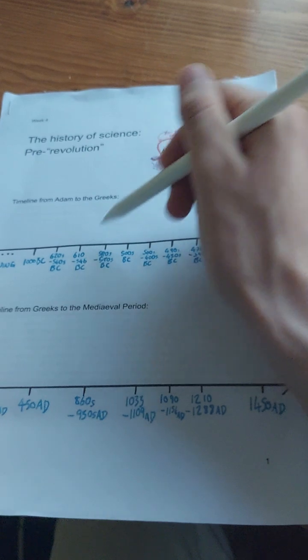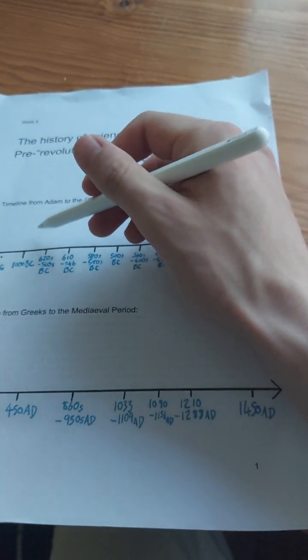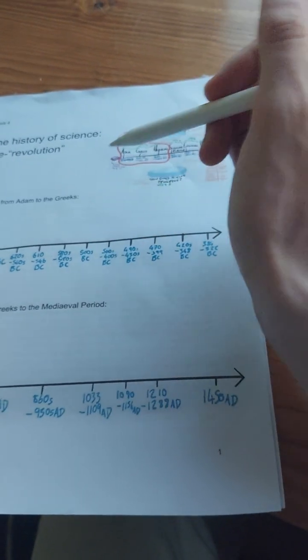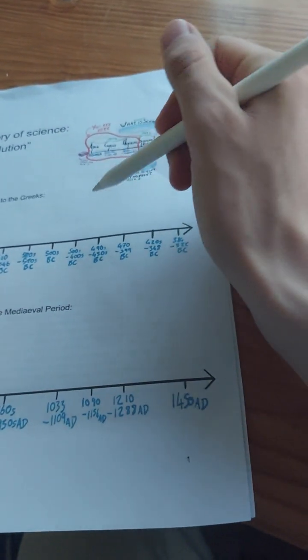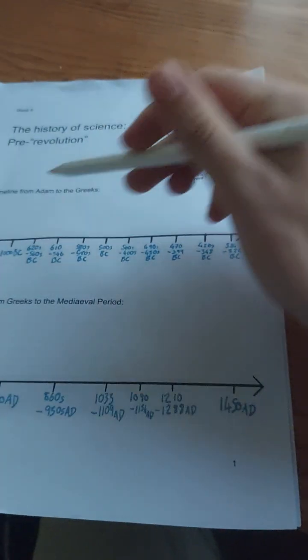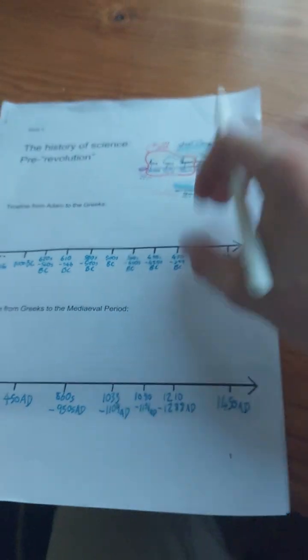I'm going throughout different philosophers: Thales, Anaximander, Anaximenes, the Pythagoreans, Heraclitus, Zeno, then Socrates, Plato, Aristotle. We're going through all of these Greeks, and we're just making the same point.